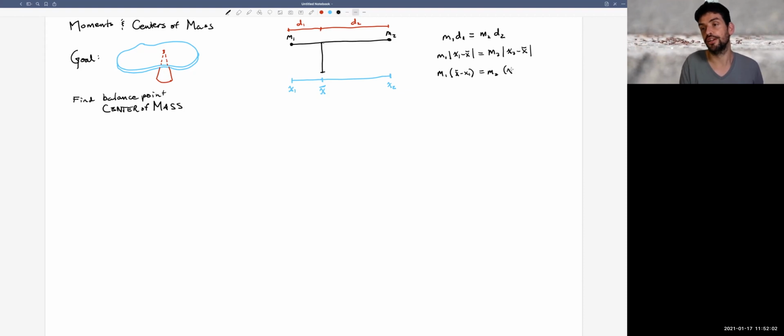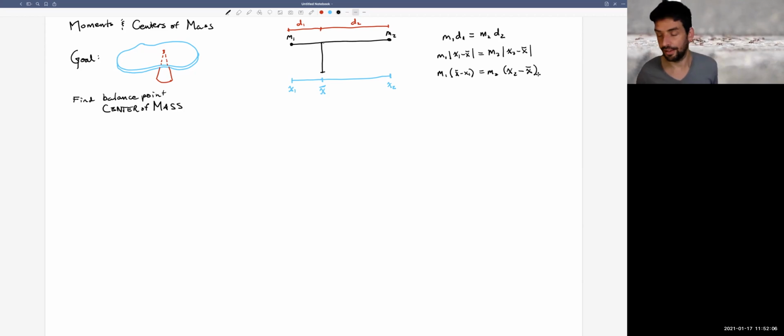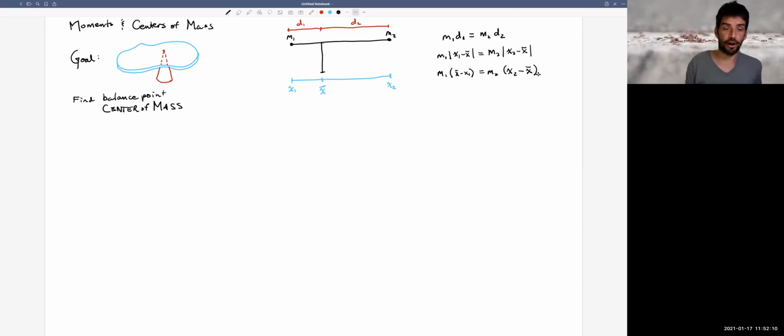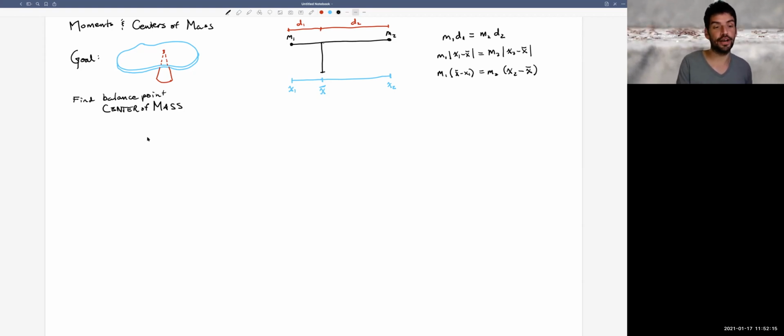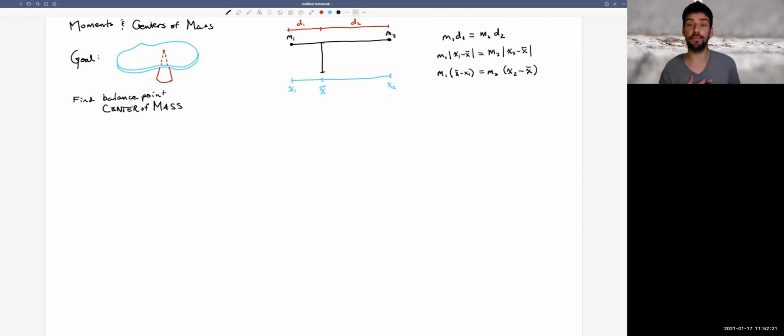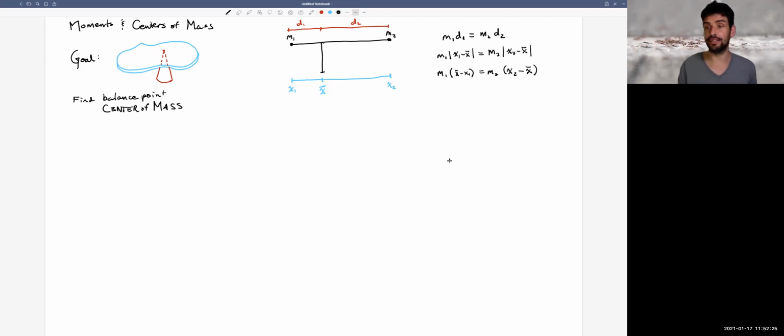Whereas on this side, it won't have to do that thing, okay? So remember our ultimate goal. We were talking about finding the balance point of this arbitrary flat shape. We're starting by finding the balance point between two masses, okay? Much simpler idea. And if we take this equation here, we can solve this equation for x bar.